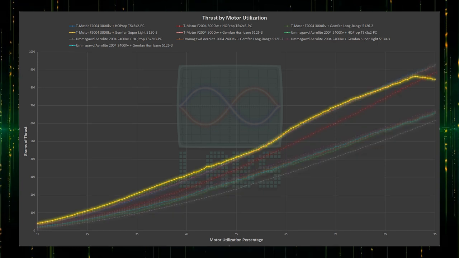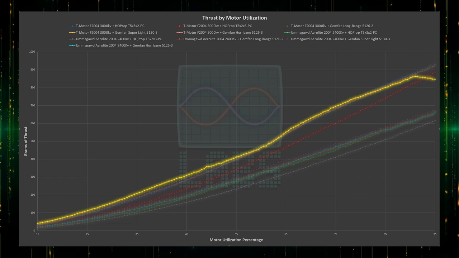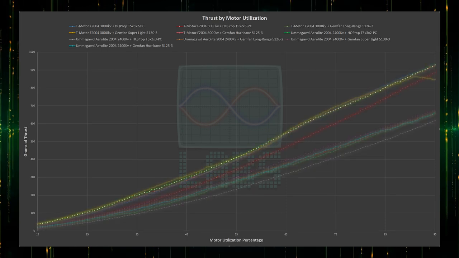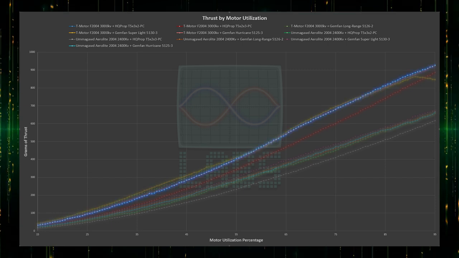The dip of thrust at the end, starting at 90%, is the test actually hitting the current limit of my power supply at 32 amps, which is ridiculous. The 2-blade Gemfan seems to be doing very well here, especially at the lower throttle alongside the 2-blade HQ prop, which does a bit better at higher throttle.